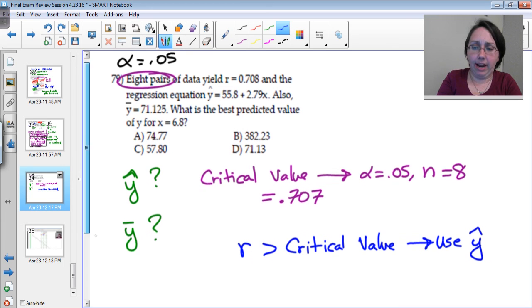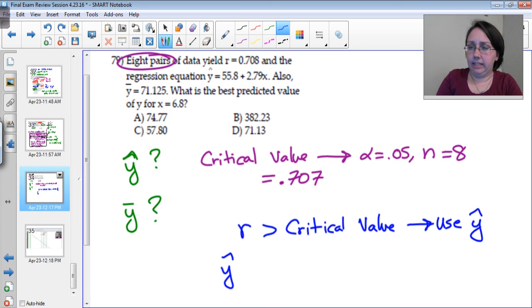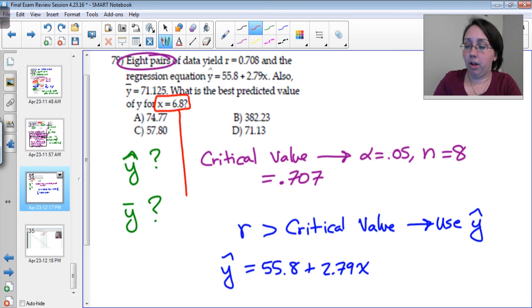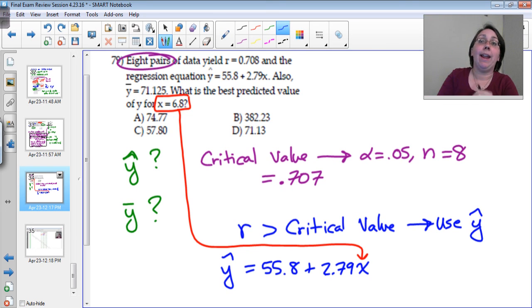Now, how do we use y hat? Well, y hat is equal to 55.8 plus 2.79x. How do we use this to approximate our y value? You know what x is. So plug your x in, and you'll get the y corresponding to that x.